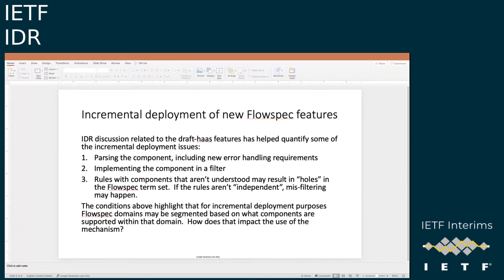Can you hear me? We can hear you. Great. Are we only discussing the incremental deployment? We're discussing the motivations for any changes to FlowSpec beyond what we currently have. Fine. Okay, fine.